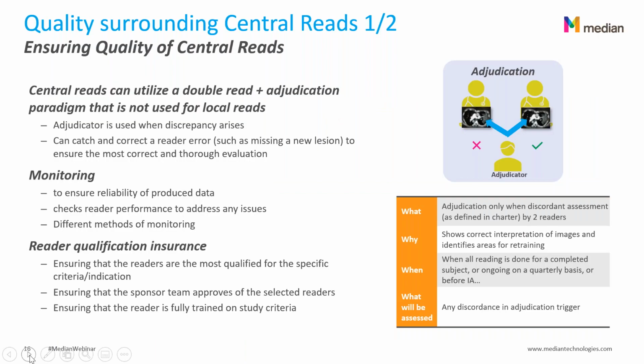Okay, now we are going to be talking about the quality surrounding central reads and ensuring that quality. Some of the ways that you can ensure the quality of the central reads is by utilizing the double read plus adjudication paradigm. This allows you to catch discrepancies as well as to catch and correct any reader errors, such as missing a new lesion, to ensure that the most correct and thorough evaluation is picked for the assessment. Another way to ensure quality is through monitoring. This ensures reliability of the produced data. It also checks the reader performance to address any issues.